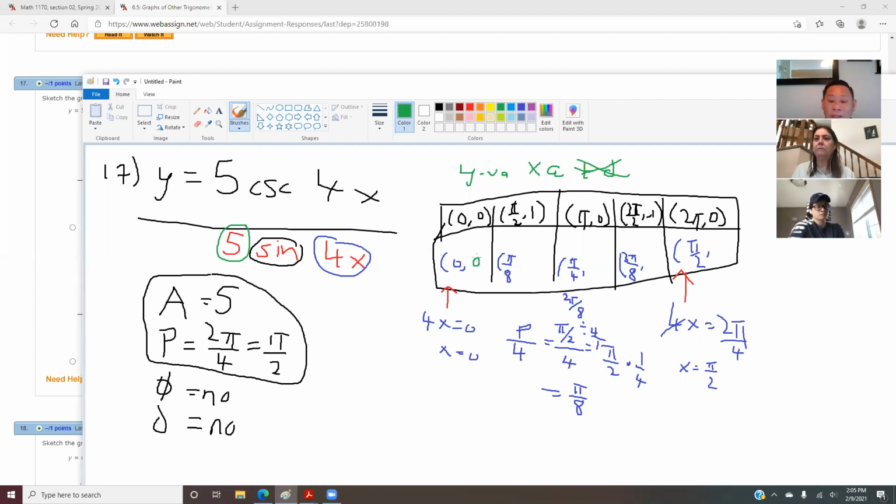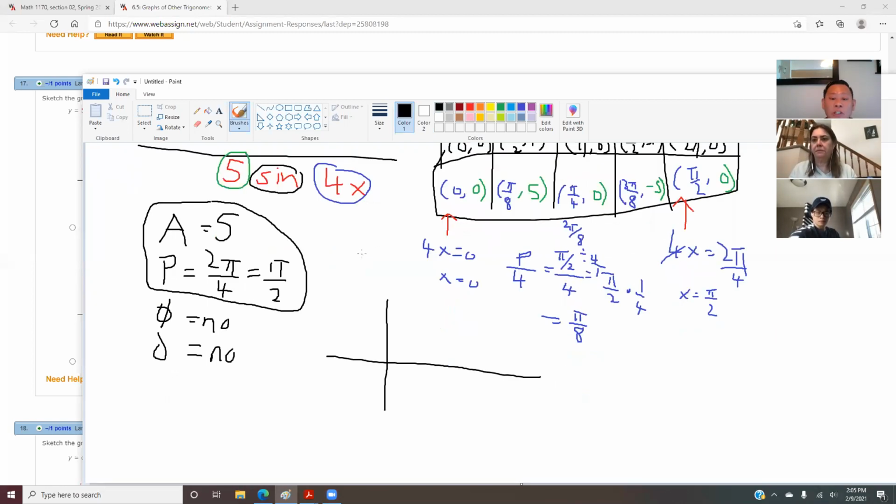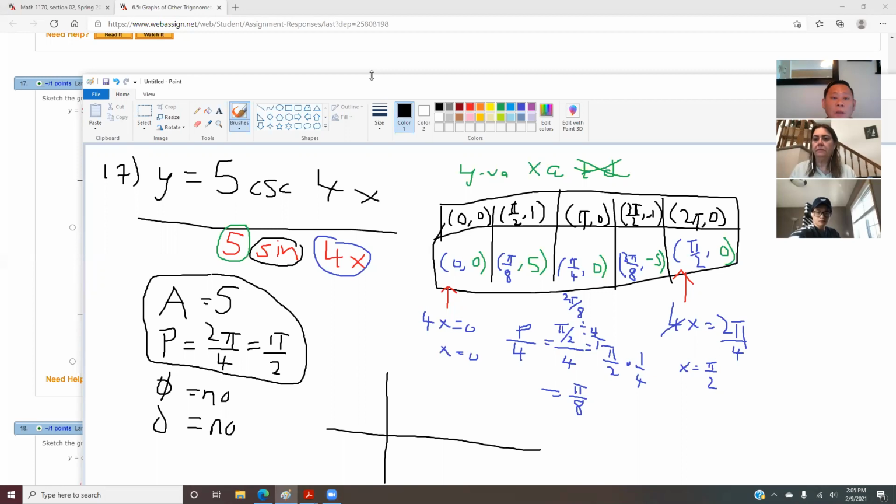0 times 5 is still 0. 1 times 5 is 5. 0 times 5 is 0. This is -1, so when you multiply by 5, you get -5. And then this is 0. So the last 5 coordinates are the coordinates for the sine wave that you have to graph. You just need to graph this.